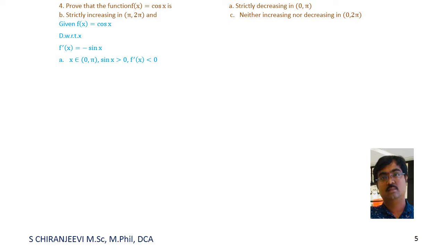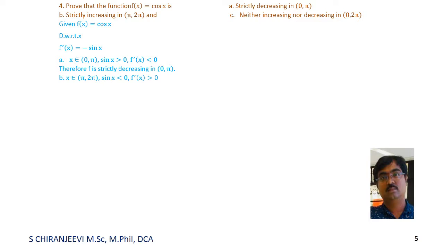x belongs to 0 comma pi. 0 comma pi is 0 to 180, which is first and second quadrant. Sin is always positive. But f dash of x is negative. So it will be minus of plus, which will become minus. So f dash of x will be less than 0. Therefore f is strictly decreasing in 0 comma pi.